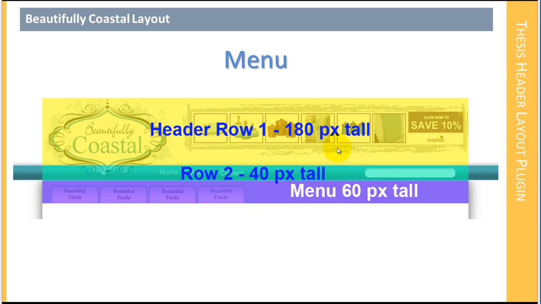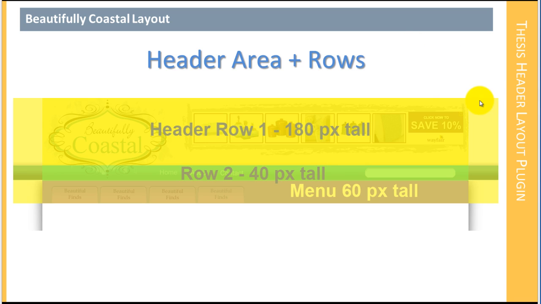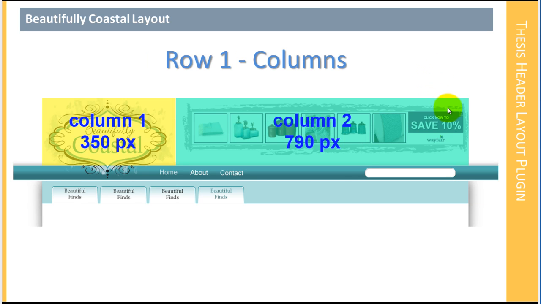So those are the 3 horizontal elements that we'll be placing inside the Thesis header here. And that header area, that 280 pixel tall header area, includes that entire space. So it includes the menu and the 2 rows. Now, our first row is going to have 2 columns. The first column is going to hold an image that makes the logo clickable. The second column is going to hold our widget area in which we're going to place our AdSense ad widget.